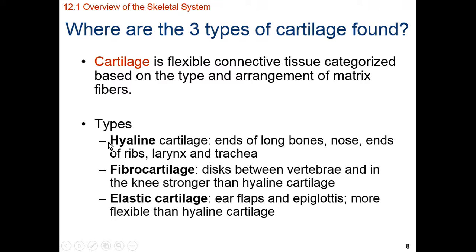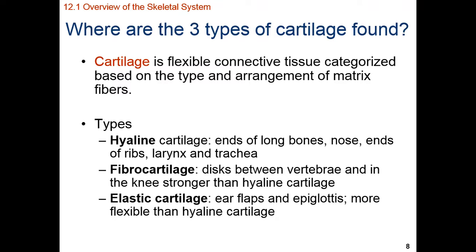Hyaline cartilage is going to be present at the tip of our nose, at the ends of the long bones, at the articulation points, at the ends of our ribs, in our larynx, and also in our trachea itself. You can think of hyaline cartilage as the slippery cartilage. The purpose of hyaline cartilage in our bodies sometimes is structural and sometimes is to reduce friction.